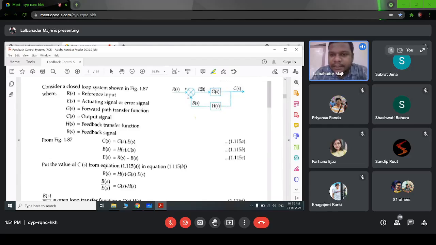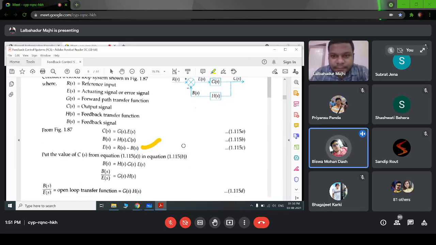Similarly, the error signal E of S is the output from this summing point, right? R of S is positive and B of S is negative. So we can write E of S is equal to R of S minus B of S. I think up to this all are clear. If you have any doubt, you can ask, then we'll proceed.